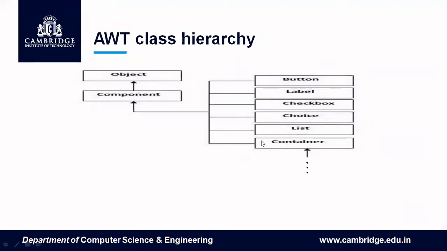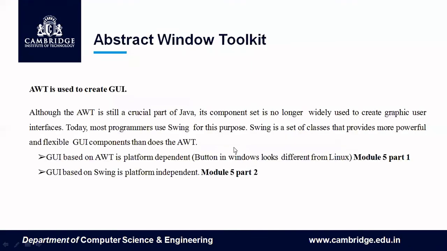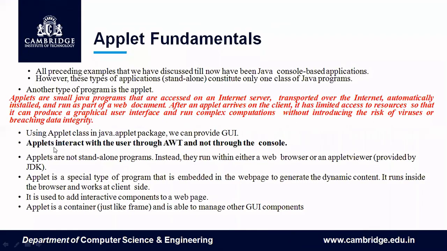Basically, these components are displayed on a container. There are many containers. One container is called Frame. Another container is called Applet. The Applet class is available within the package java.applet. Applet produces a GUI container. Applets are also small Java programs that are transported over the internet and automatically installed as part of a web document. After the applet arrives on the client, it has limited access to resources, so it can produce a GUI automatically.